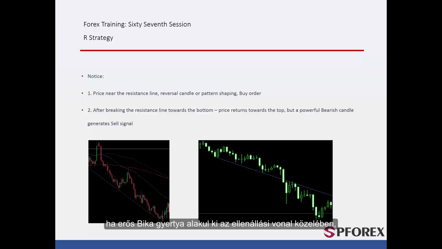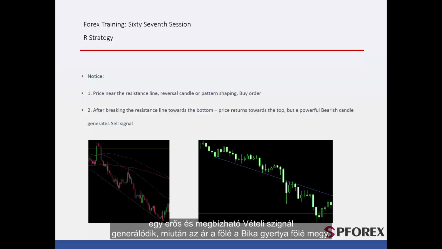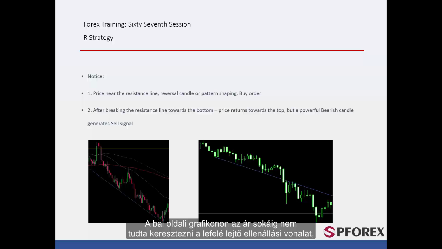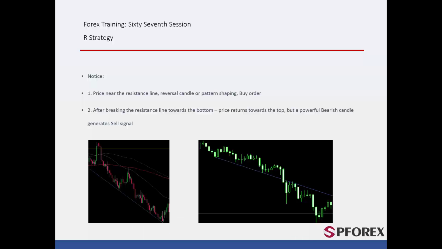a resistance line, then a powerful and reliable buy signal is generated after price goes higher than that bullish candle. On the left graph, price could not cross descendant resistance line for a long time, and after it falls near this line, a bullish hammer candle has formed. Thus, a trader could place a buy order above the high price of the given candle.